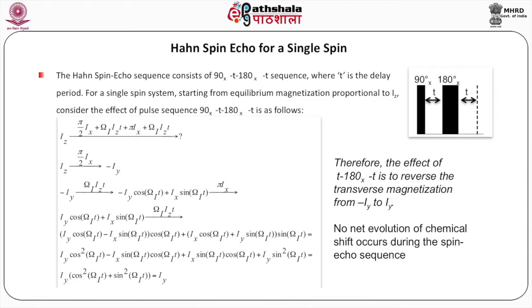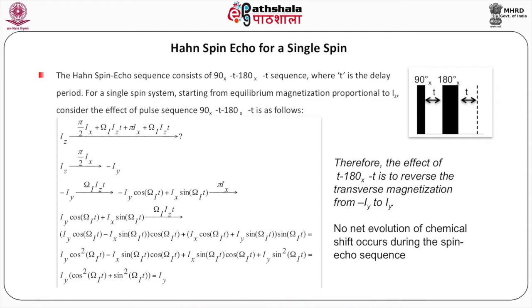We consider a very essential experiment, the Hahn spin echo, for a single spin. Recently in February 2018, there was the conference of the NMR Society held at IISER, Mohali. At this conference, the Hahn spin echo, in the very first lecture, was described as a very important experiment in the development of NMR spectroscopy. The Hahn spin echo sequence consists of 90 degree x, then a delay t, 180 degree x, and again a similar delay t, where t is the delay period.